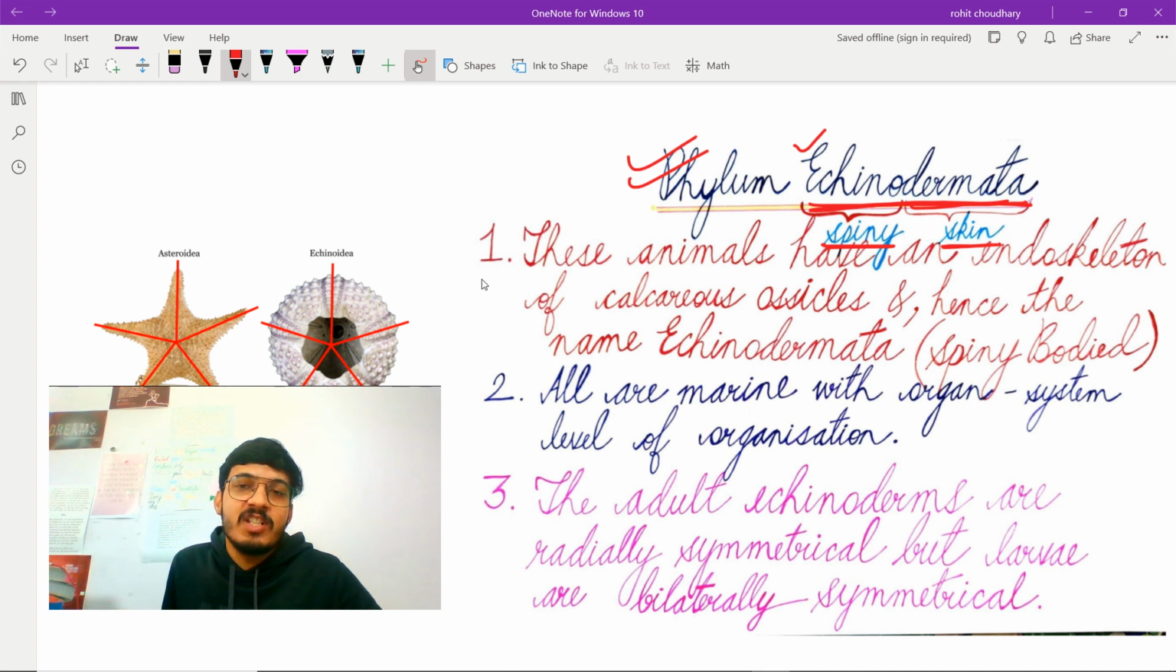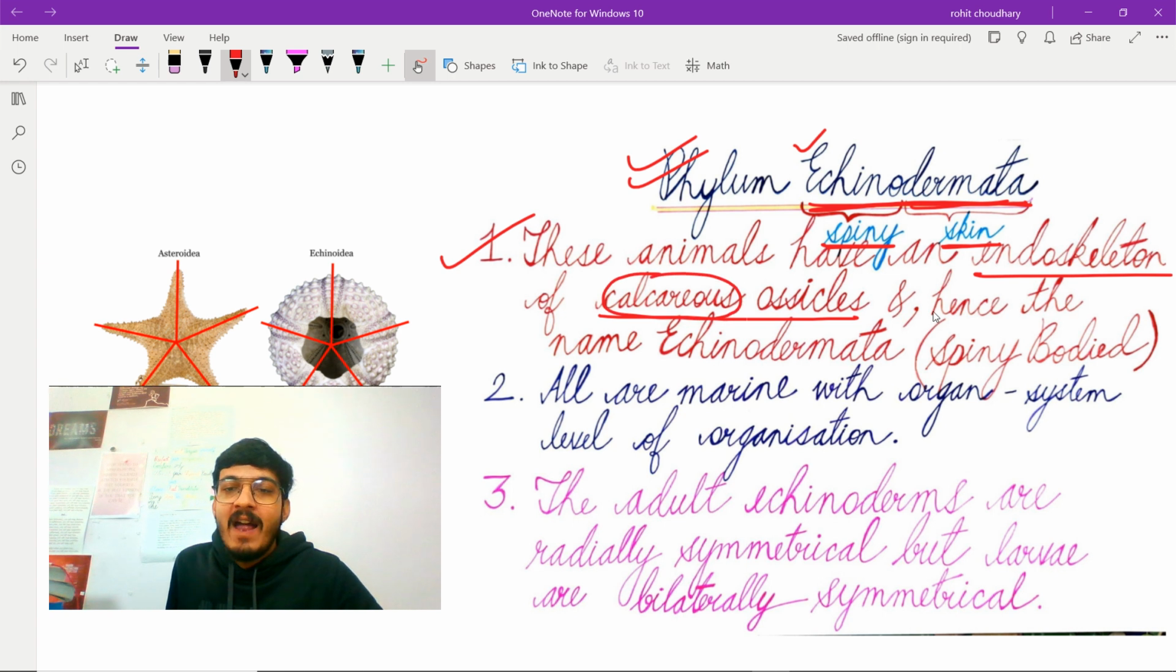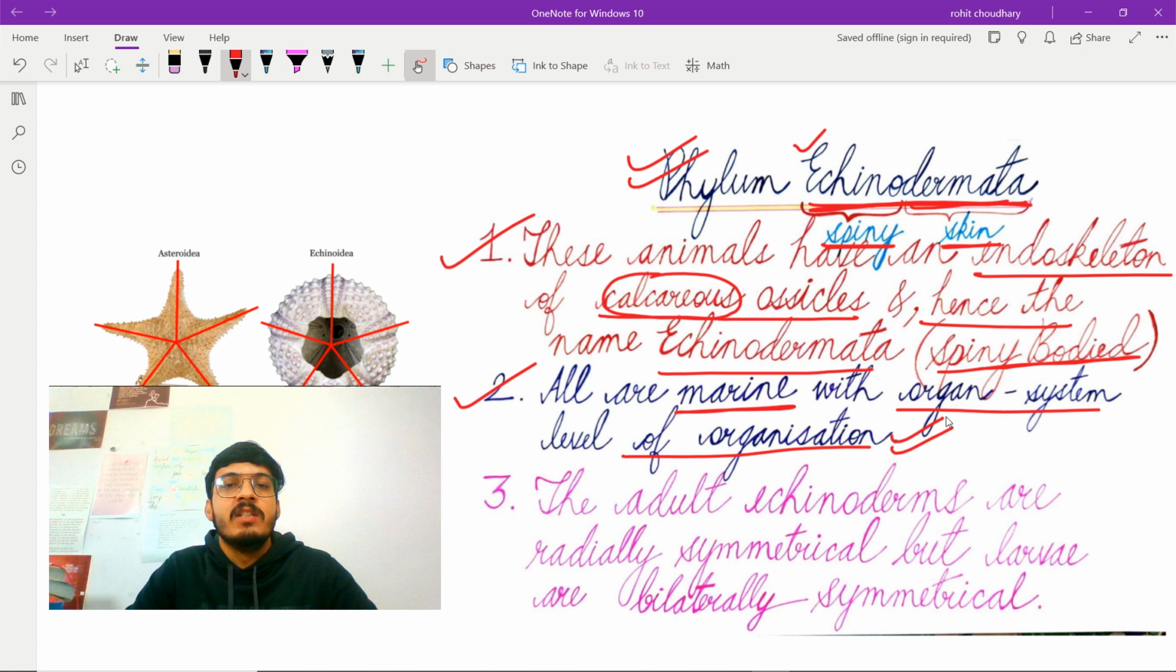The first feature under phylum Echinodermata is these animals have an endoskeleton of calcareous ossicles. Calcareous means made up of calcium carbonate and hence the name Echinodermata. That means spiny bodied. The next feature is all are marine. That means present in sea or ocean with organ system level of organization. Organ system level of organization is found in the members of phylum Echinodermata.